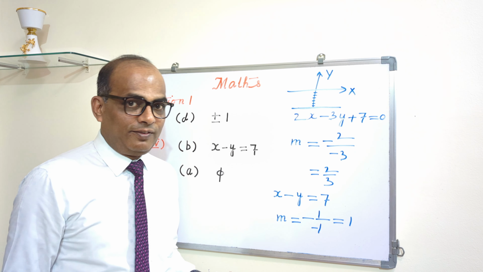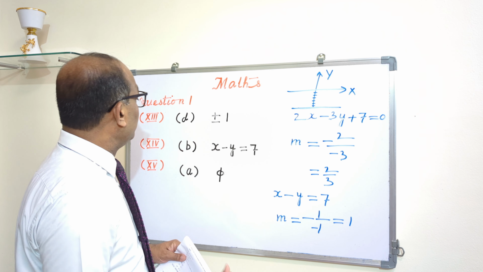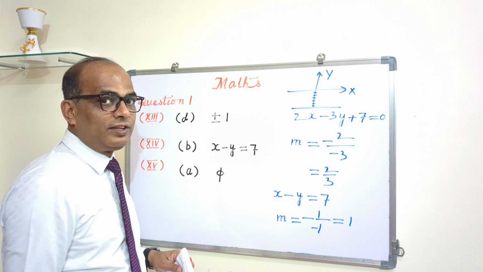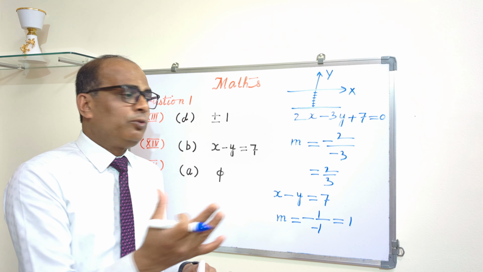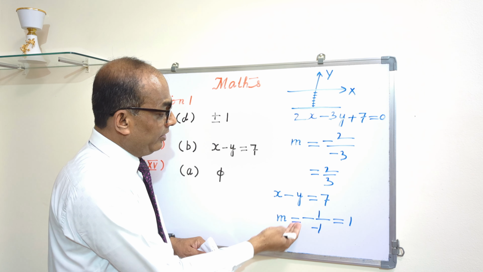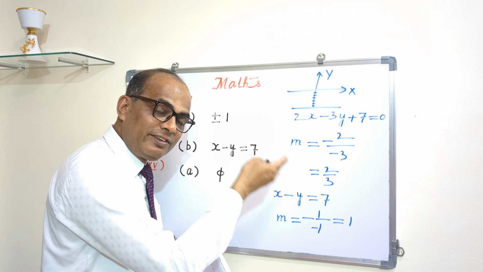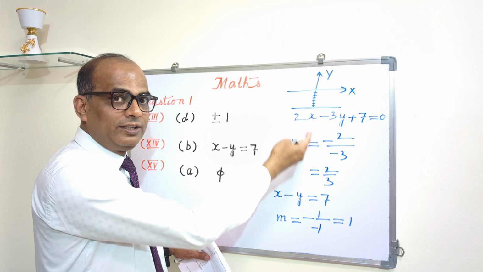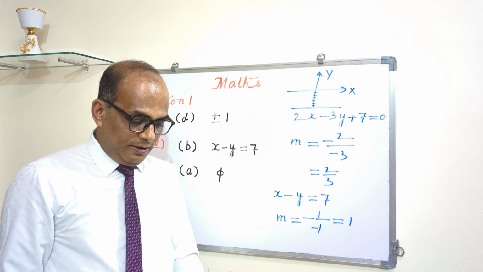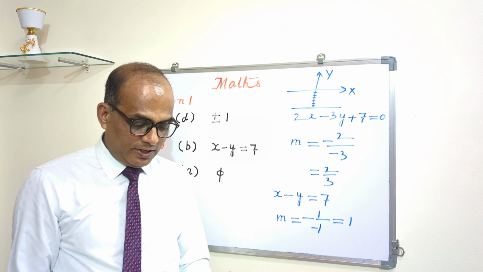X minus y is equal to 7 is our answer. So the correct answer is option B, which is x minus y is equal to 7. Directly, if you take this equation and find the value of m is equal to 1, that means tan theta is equal to 1, that means theta is equal to 45 degrees, that means this is the answer. You don't have to look for the other options. You got the correct answer. So this is answer B, x minus y is equal to 7.